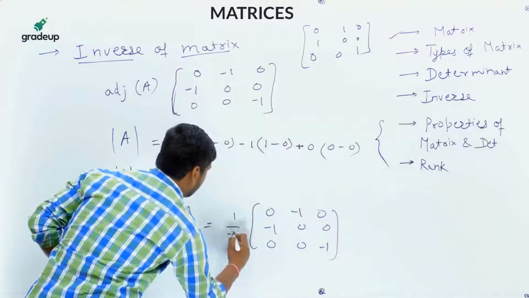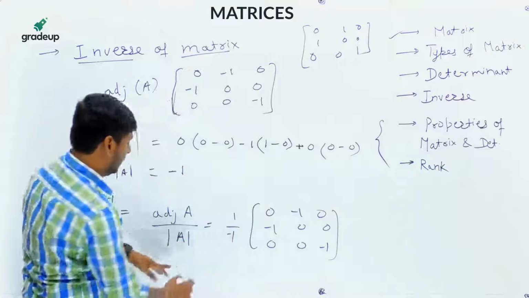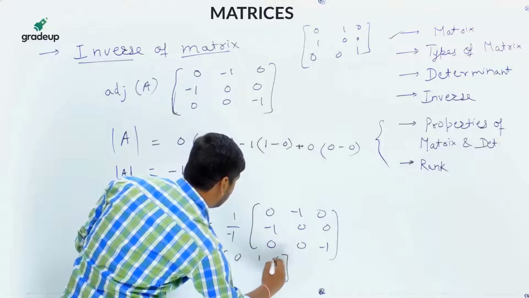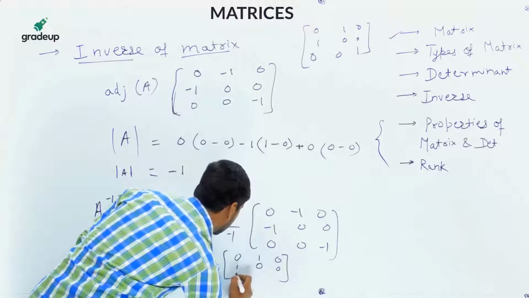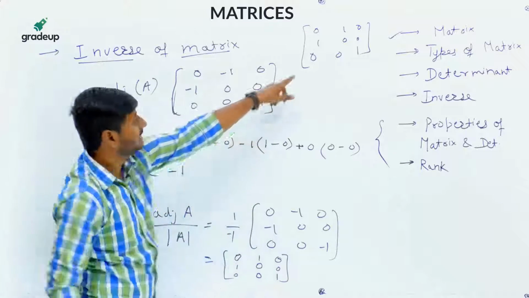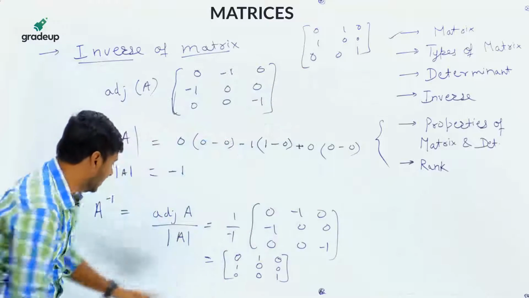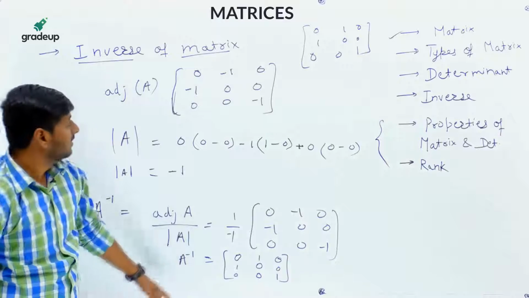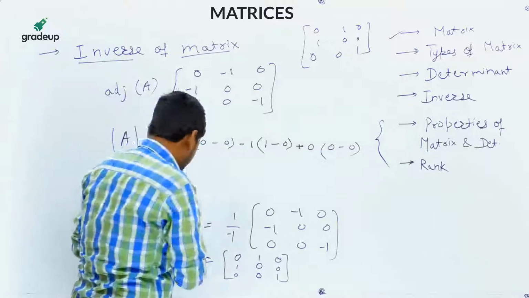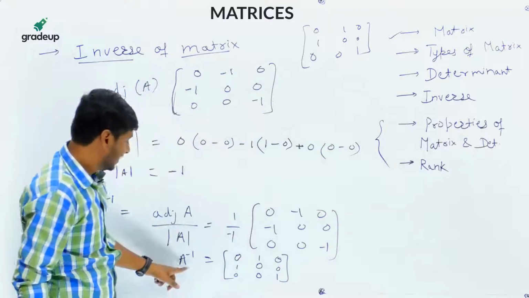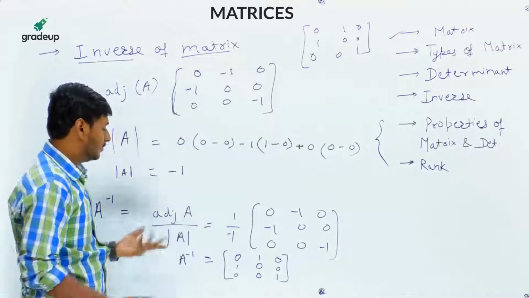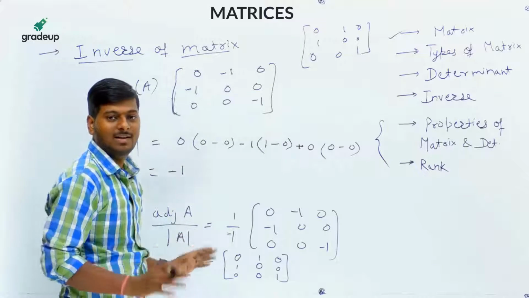This is adjoint A and determinant A is minus 1. So 1 by minus 1. If we solve this, we get 0, 1, 0; 1, 0, 0; and 0, 0, 1. This is the inverse of matrix A. This is matrix A and this is the inverse of matrix A. Here we get the same as the A matrix. So this is by chance, every time we will not get the same value.